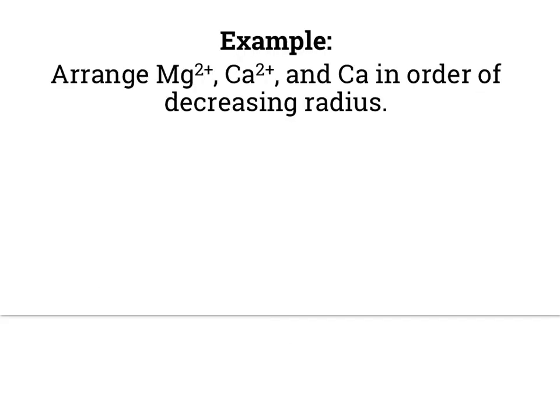So, as usual, try it a bit, then come back. Alright, so we have magnesium 2 plus and calcium 2 plus. They're both the same charge, which means we go off atomic radius. Calcium is one energy level higher than magnesium. Thus, that means that calcium 2 plus is bigger than magnesium 2 plus.